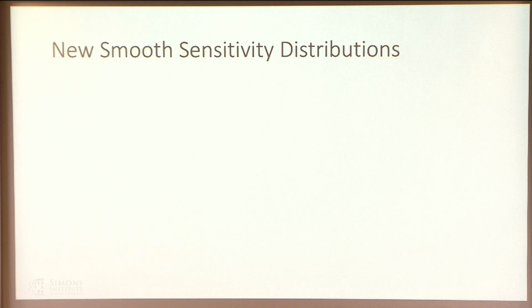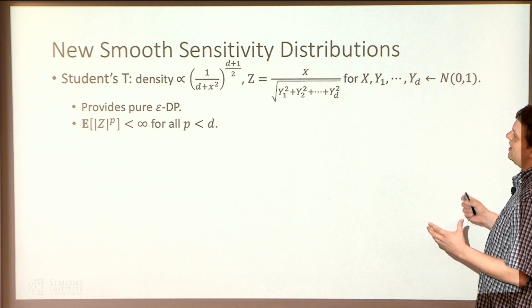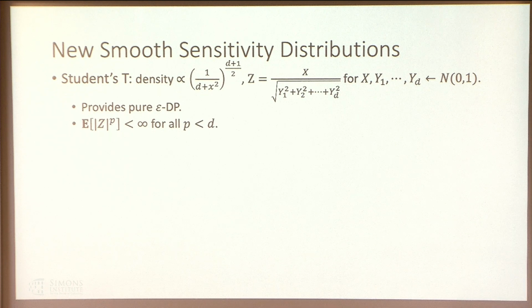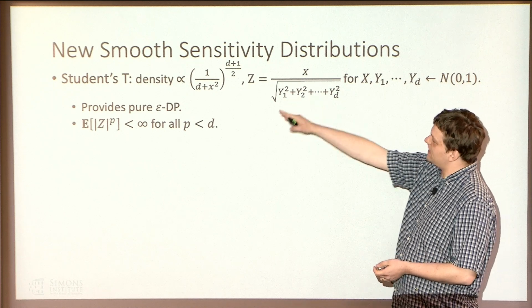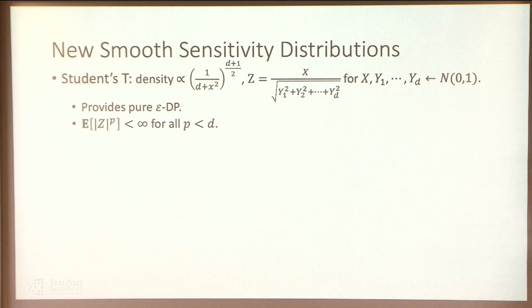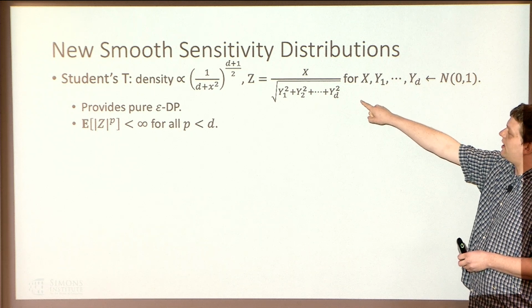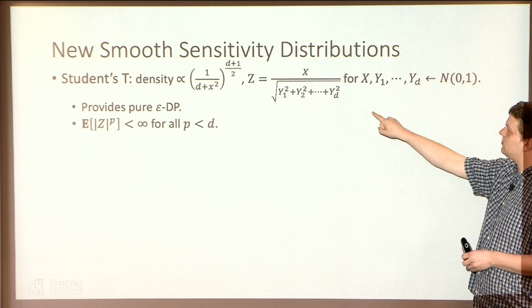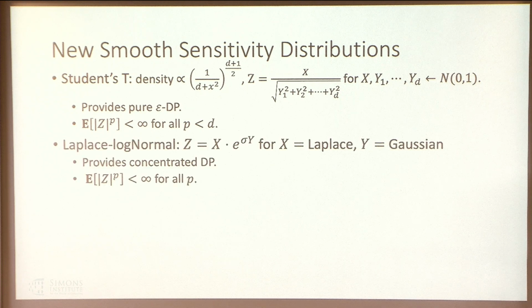Okay, so I'm going to tell you some new distributions. The first one is not really new. It's just a slight variation on the one that we had on the previous slide. This inverse polynomial thing has a name. If you scale it like this, it's the Student's t distribution. This is something that people study all the time, and it's a nice way of sampling it. If you take the ratio of a standard Gaussian with a chi, the square root of a chi-squared distribution, that's providing pure DP. Also, a certain number of moments exist. I thought that's a nice observation that this has a name.